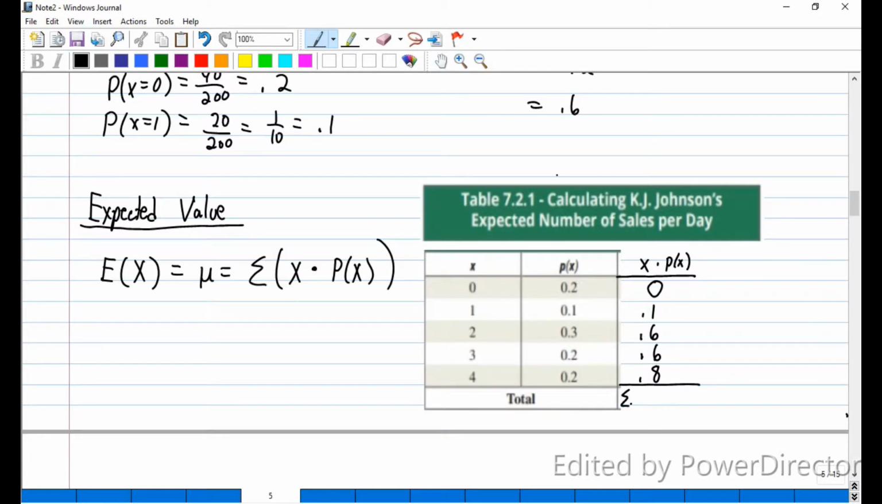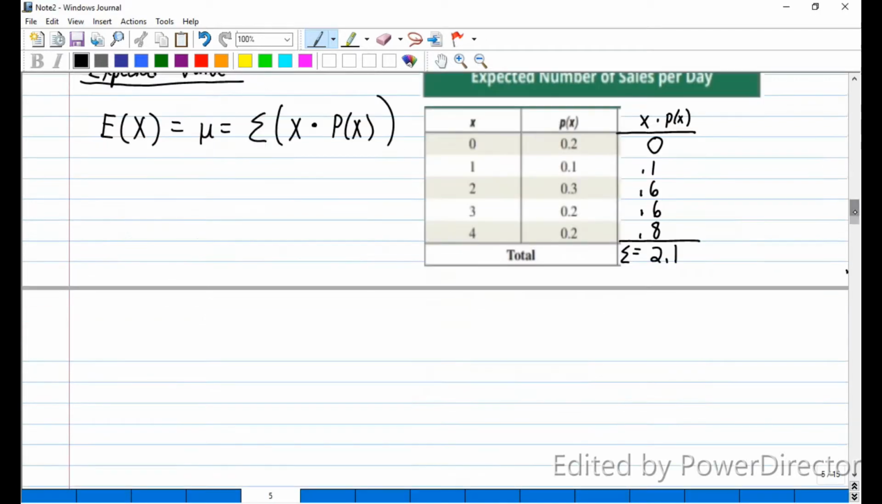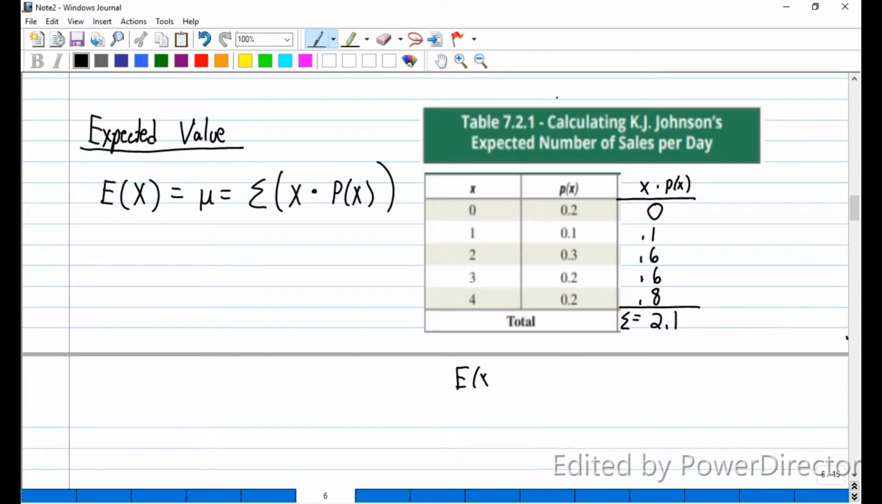Okay? Now if we sum those up, let's see. 0 plus 0.1 is 0.1, plus 0.6 is 0.7, plus 0.6 is 1.3. 1.3 plus 0.8 is 2.1. So my expected value here, I would expect that this person is going to sell on average 2.1 computers. Now they can't sell 2.1 computers, but that's about how many sales per day that person is going to make.